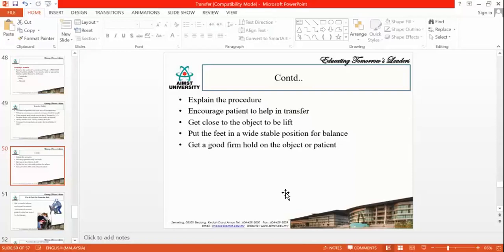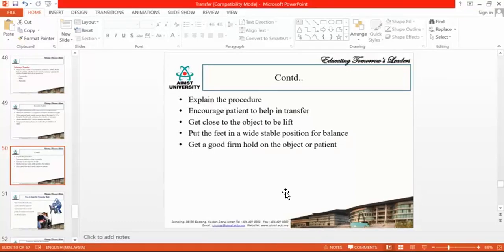Then encourage the patient to get involved. For example, if the patient has a little bit of muscle power, encourage him to use the muscle power. If he is able to put his weight on the hands and lift the buttock a little bit, encourage him to do that, so that he will help you a little bit to insert the slider or the cloth, something like that. If the patient has some ability, utilize the ability. If you do not utilize the ability, then the ability will just go in vain. So that is very, very important.